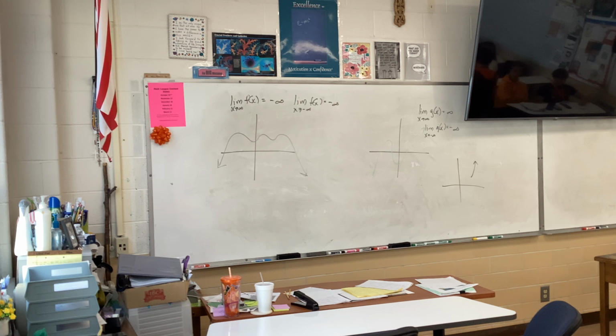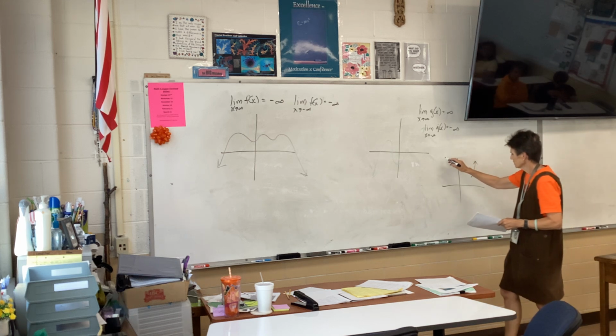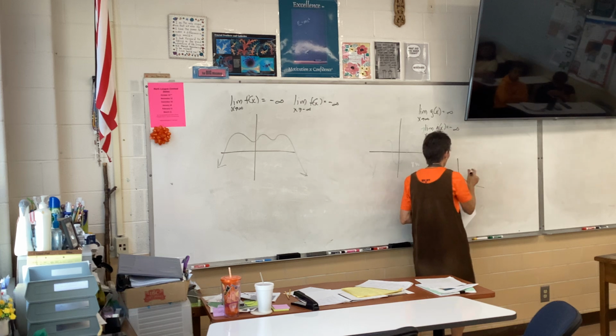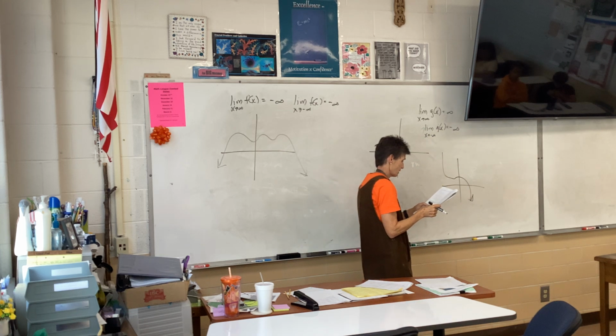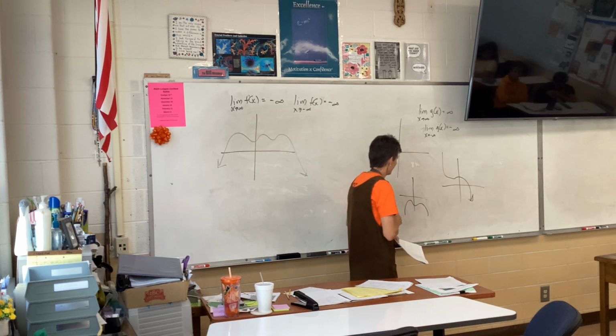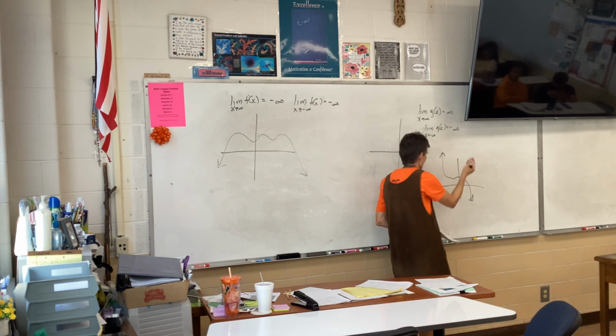If the leading coefficient is negative, it goes down over here. I mean, it goes like this, right? If the leading coefficient's negative and it's odd, it looks like this. But if it's even, it looks like this if the leading coefficient's negative. So how are we going to answer that?